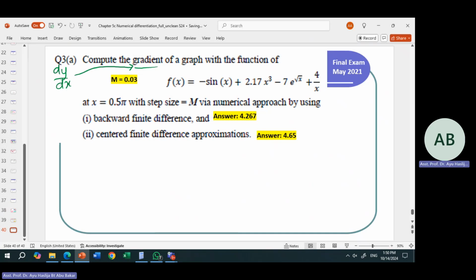Okay, so here, identify your x, which is m over here, given. Then this is your function. Step size of m. Okay, step size of m. This is your x, 0.5 pi. So it asks you to find out backward and centered. It doesn't mention which level, so you can assume any level. This question, the first level. This answer using the first.